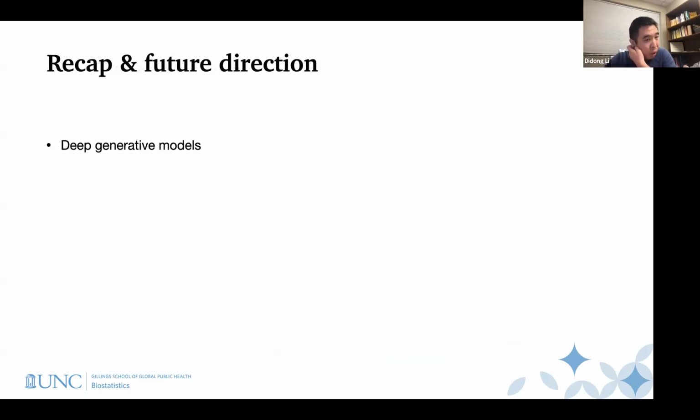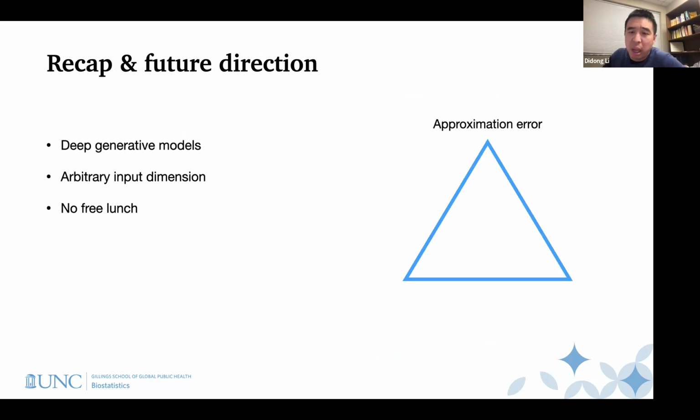So, a quick recap. We discussed the generative models where we show that any input dimension works. It kind of coincides with the observation in practice that randomly choosing a dimension may work. But we also show that there's no free lunch. For example, if you really want a low approximation error and a low network complexity, then you have to have a high input dimension. You have to sacrifice one of the three vertices in the triangle, and we call this the impossible triangle. This also coincides with practical observation, in the sense that if your input dimension is pretty low, you sometimes need a very big neural network.